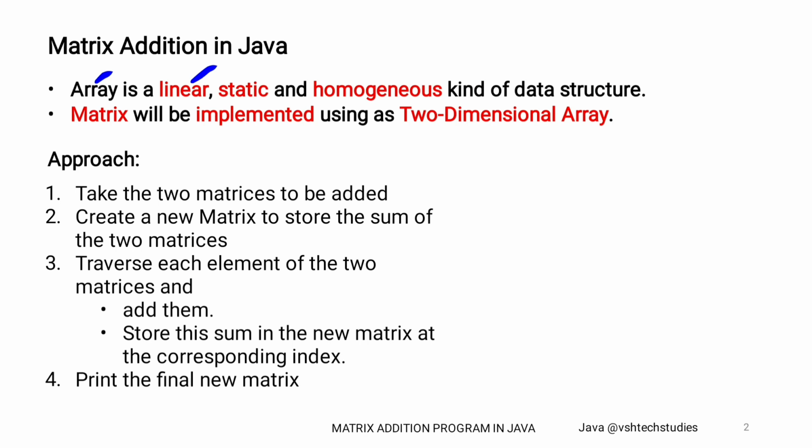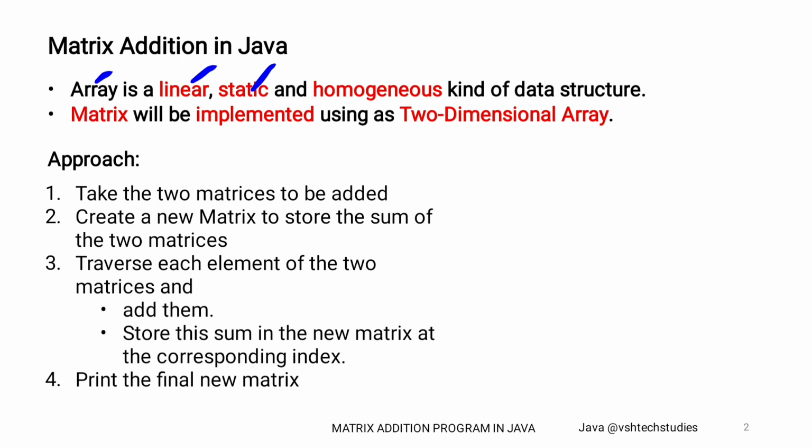Array data elements will be stored in consecutive memory locations. Okay. So array is a linear data structure. Second one is static data structure. Means size once declared it cannot be changed, neither increased nor decreased. So if the array is declared to be of size 5, means 5 consecutive memory locations will be reserved by one name.